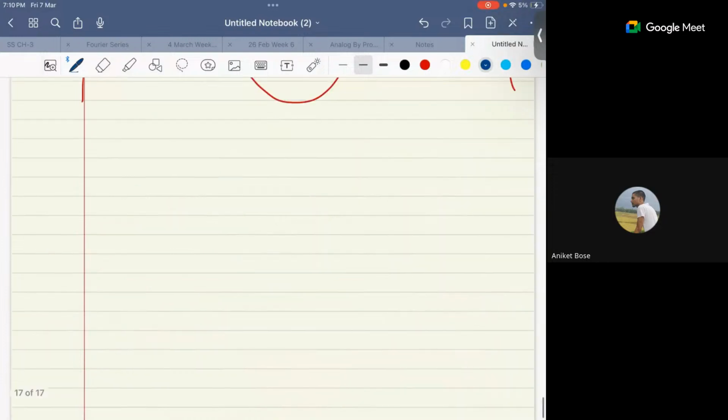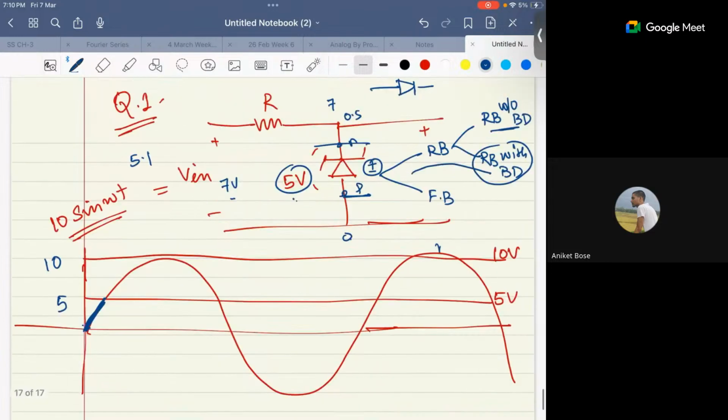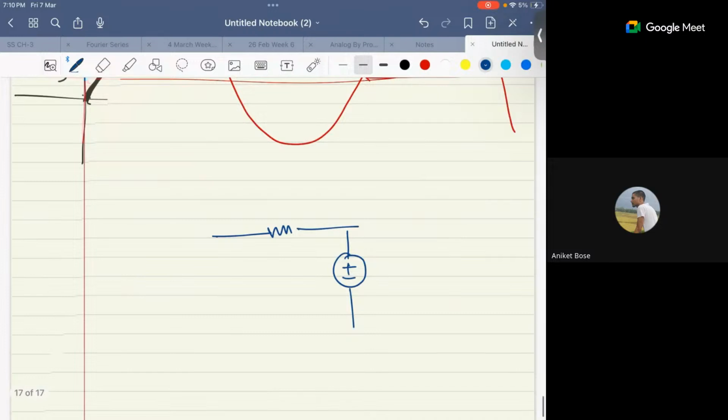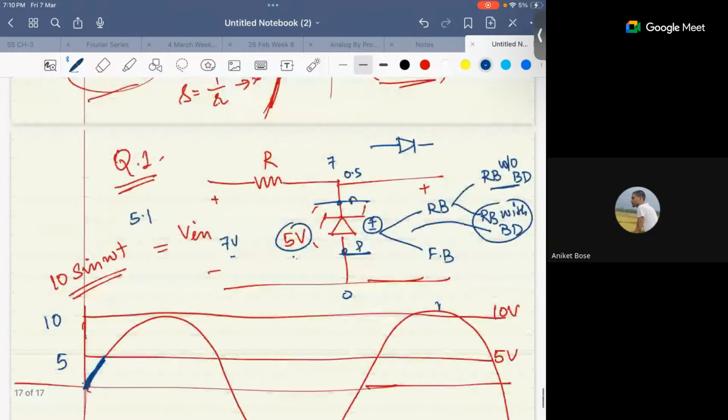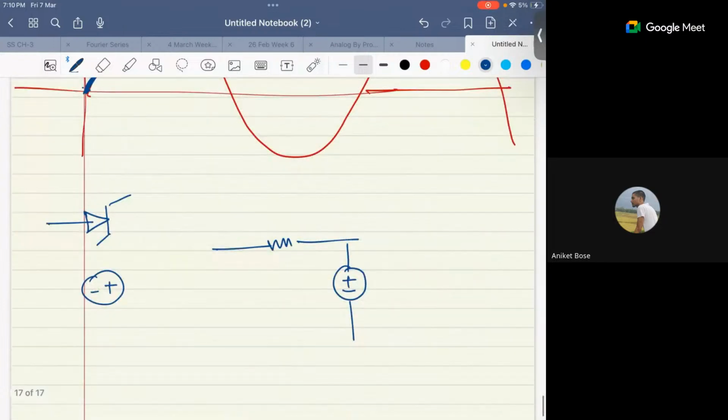I'll just draw the circuit. So now the circuit will look like this: here you have a resistance. You are replacing a Zener diode with a potential source, a voltage source. And you just have to always remember how you replace it if you have a Zener diode like this. N should be positive like this. Here also, the voltage source that you replace will be something like that. So here you have 5 volt.